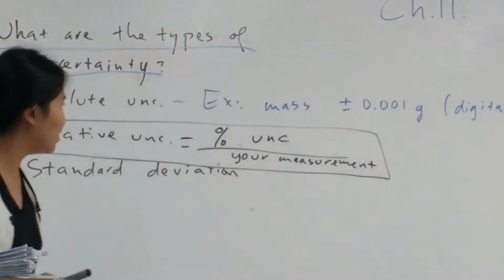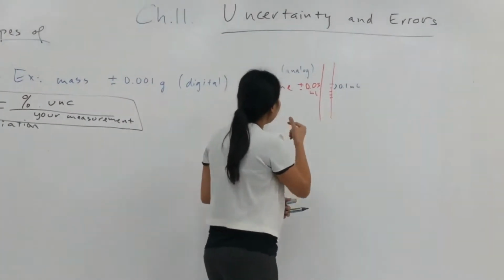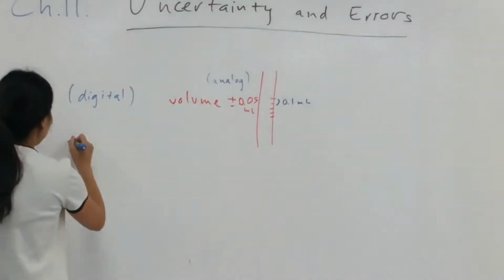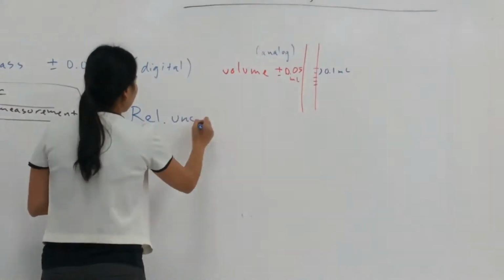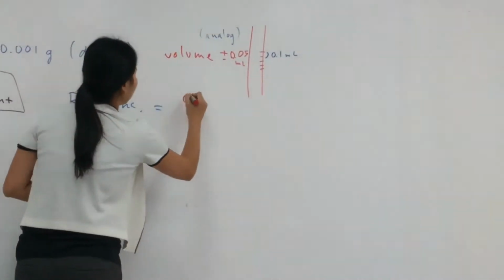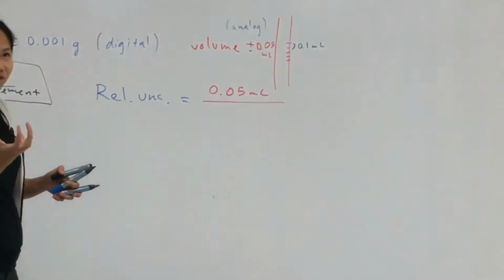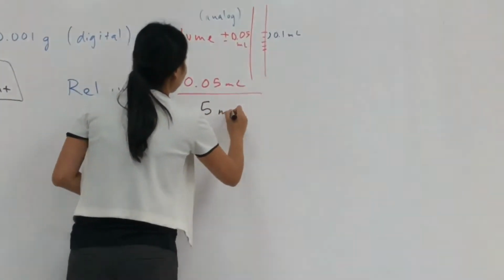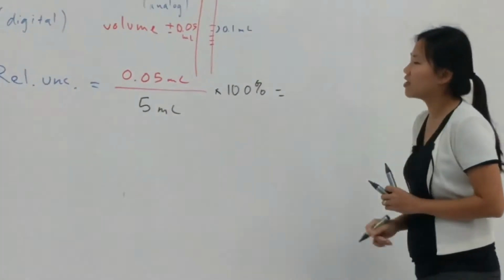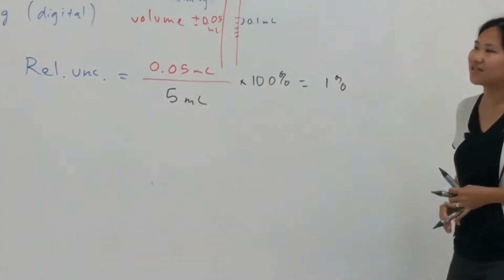So for example, let's say you use a burette to measure volume, right? Your uncertainty is 0.05 milliliter, and I'm calculating relative uncertainty. The number that you measured was 5 milliliter. So then 0.05 divided by 5 multiplied by 100% will give you the relative uncertainty. So how much is that? About 1% relative uncertainty.